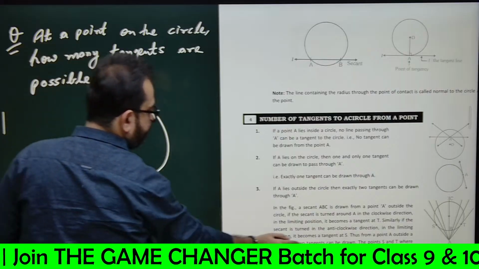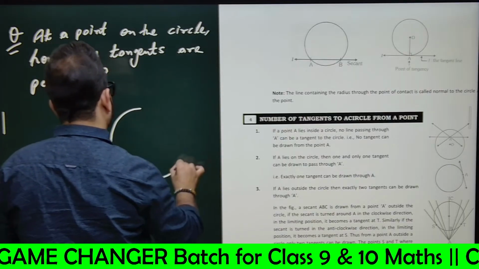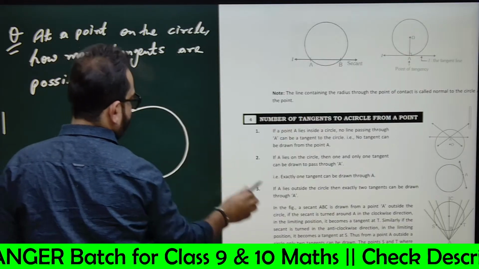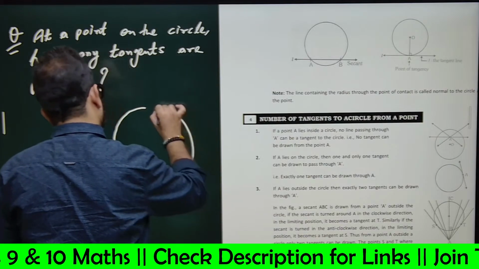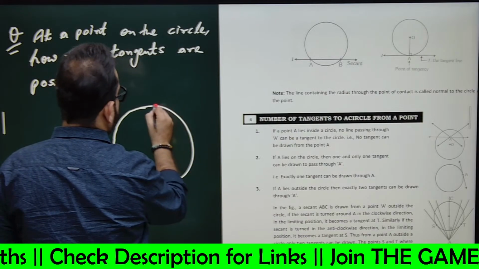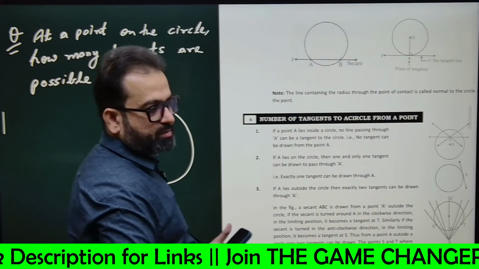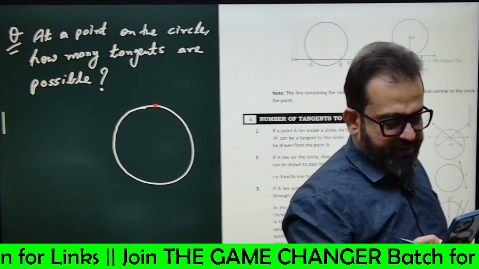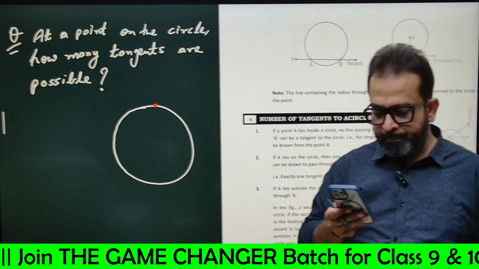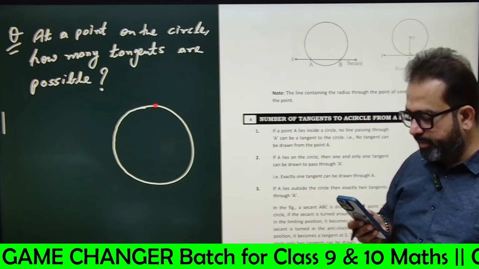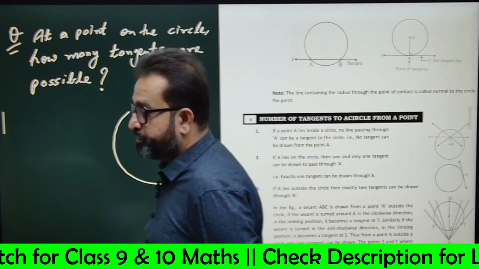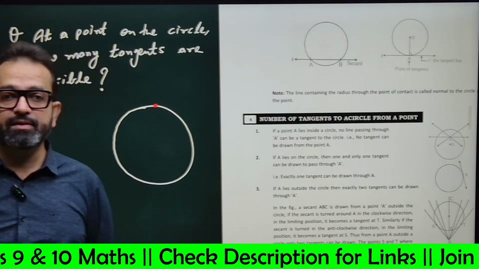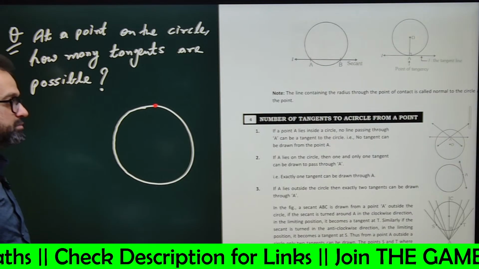If this is a circle and this is a point on the circle, how many tangents are possible? At a point on the circle, how many tangents are possible? Anyone in the comments, fast? Anyone?